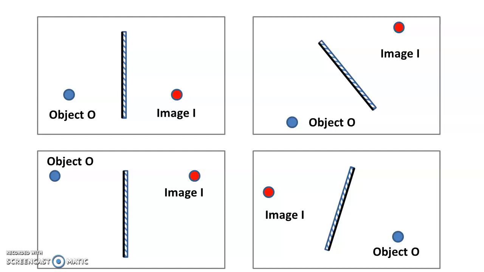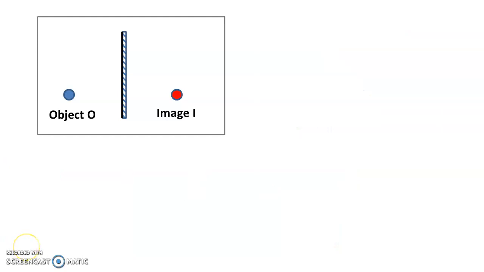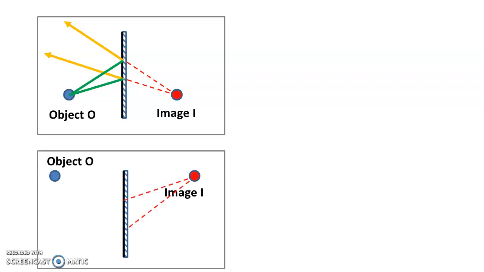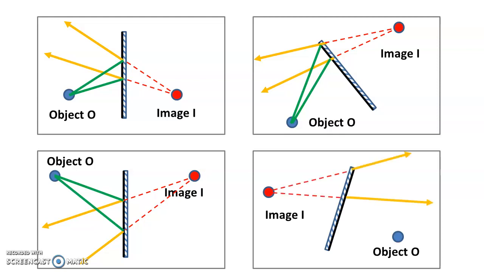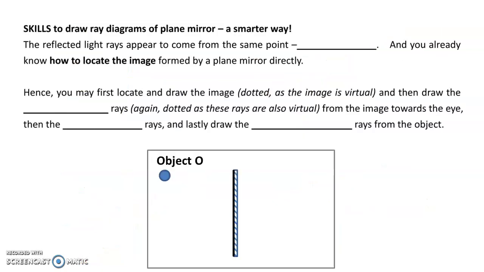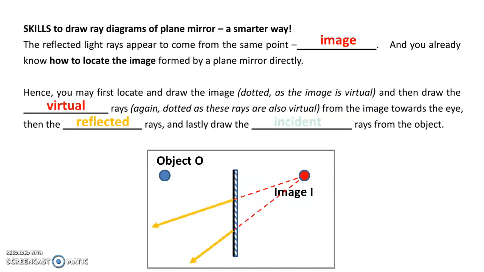Well, when the image is located, then you may draw the ray diagram in this way. First, draw the virtual rays connected with the reflected rays, and then lastly, the incident ray to complete the ray diagram. Virtual rays, reflected rays, incident rays. So, in order to draw a ray diagram, first of all, locate the image. Then, draw the virtual rays, reflected rays, and lastly, the incident rays. Easy, right?